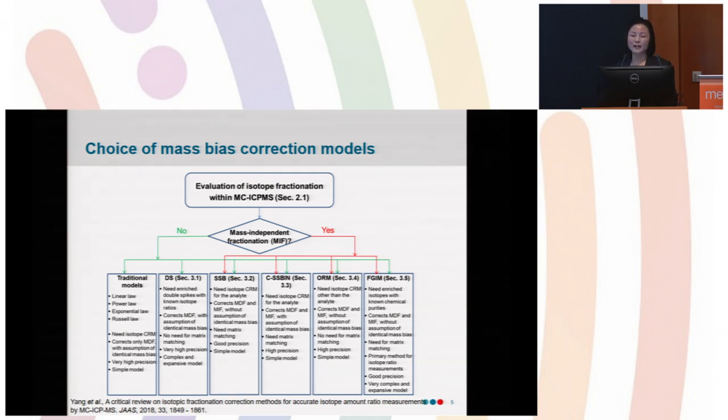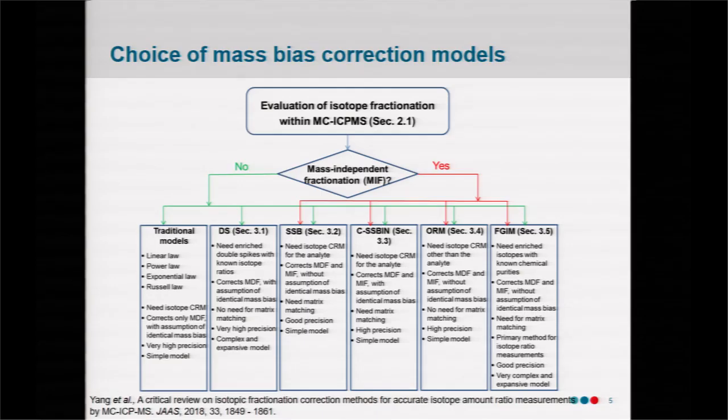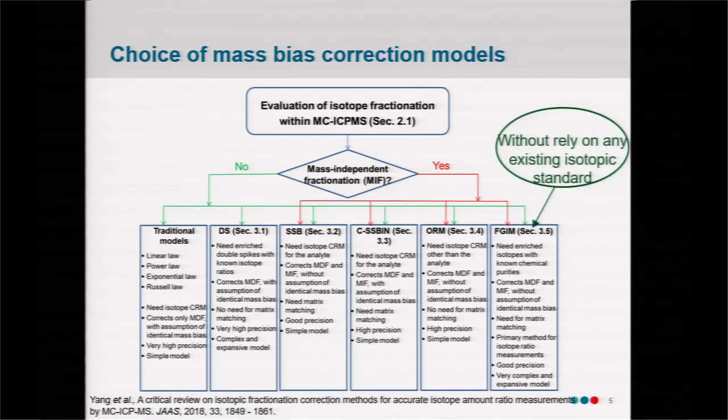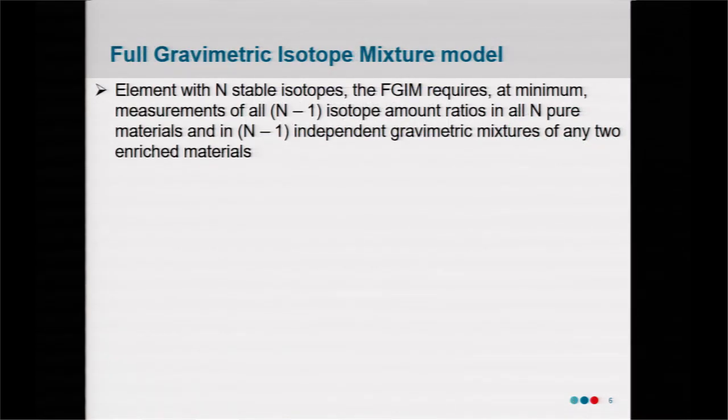So when the analyte isotopes have mass-independent fractionation, the choice is quite limited. Only the last four mass bias models can be used. When the isotopes you study do not have mass-independent fractionation, the whole world is happy, because all the mass bias correction models proposed in the literature can be used. However, without relying on any existing isotopic standard, only one model can be used, which is the full gravimetric isotopic mixture model. Now let's spend a few minutes on this model.